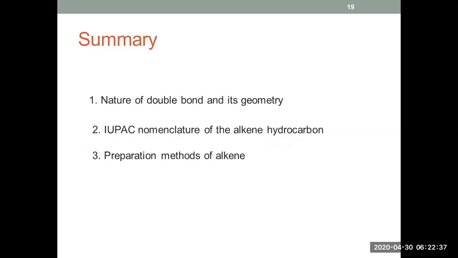Now the summary of this session: we have discussed the nature of the double bond and its geometry, IUPAC nomenclature of alkene hydrocarbons, and some of the preparation methods of alkene.